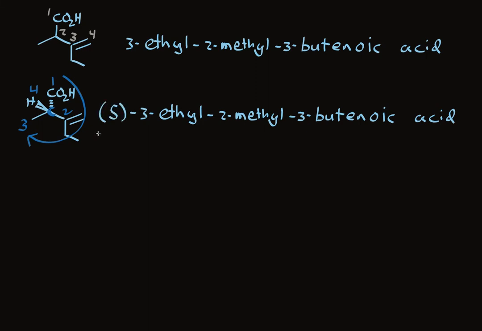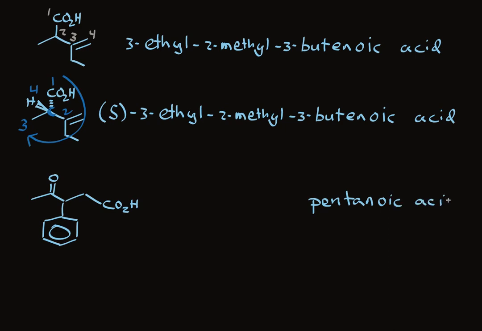Let's look at another structure. The longest chain that contains the highest priority functional group is 5 carbons. So the root name is pentane, and we'll have to change the E to indicate that there's a carboxylic acid by writing OIC, acid. Notice that there's a second functional group, a ketone. We're going to name that like we name substituents and call it the oxo group. Phenylpentanoic acid.